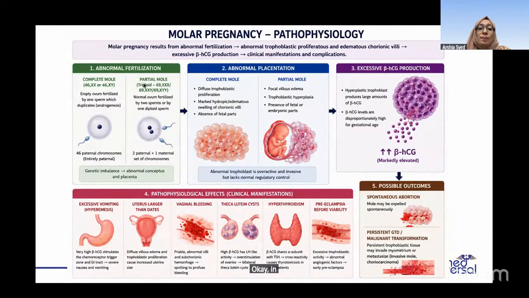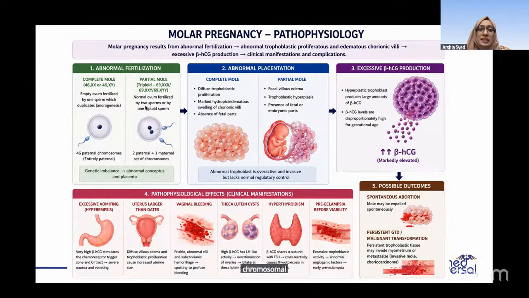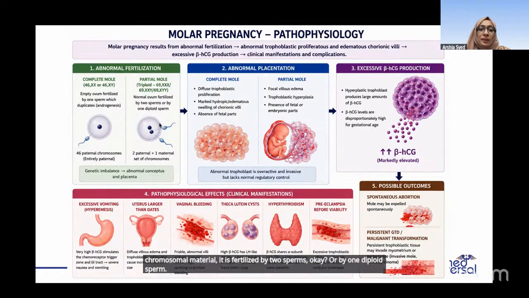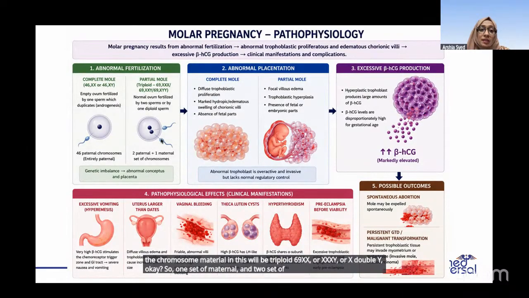In case of a partial mole, it is triploid in number. How does this become triploid? A normal ovum with its chromosomal material is fertilized by two sperms, or by one diploid sperm. So the chromosome material in this will be triploid: 69 XXX, XXY or XYY. One set of maternal and two sets of paternal chromosomes will be present. So this is the difference between complete and partial mole.